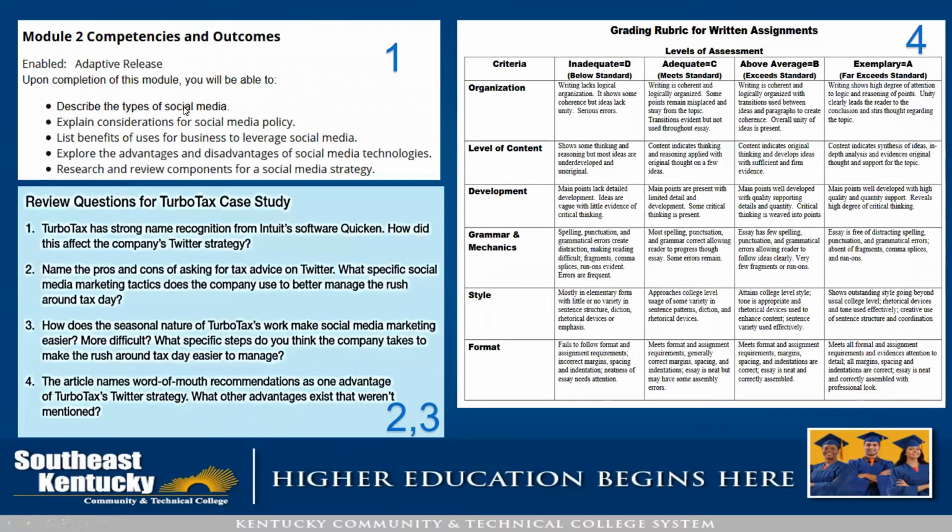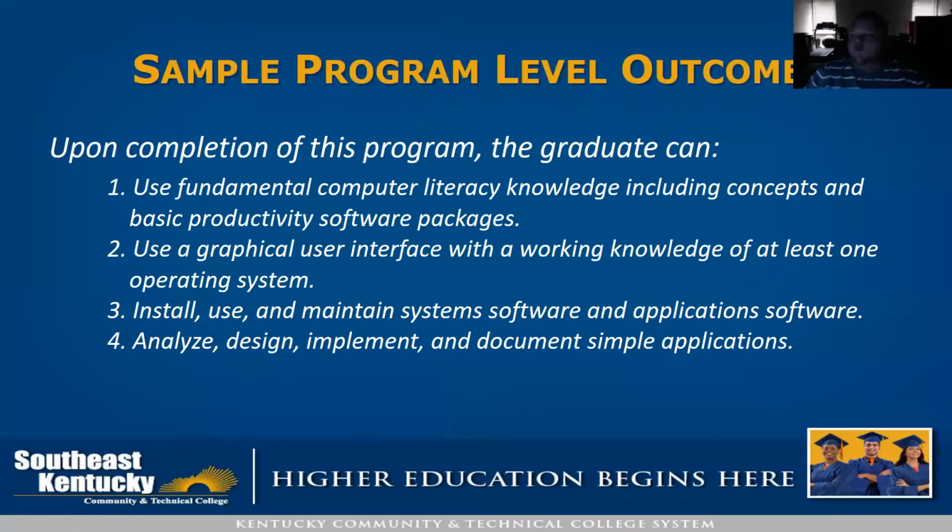Okay, so moving on. So here are some sample program level outcomes for our computers and information technology program. These are just the first 4 out of many. Use a fundamental computer literacy knowledge, including concepts and basic productivity software packages. Use a graphical user interface when working, knowledge of at least 1 operating system. Install and use and maintain system software and application software. Analyze, design, implement, and document simple applications.